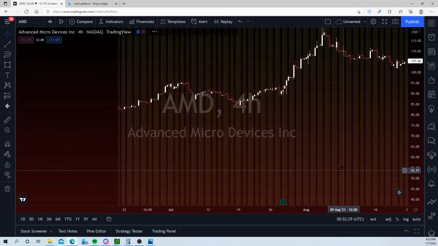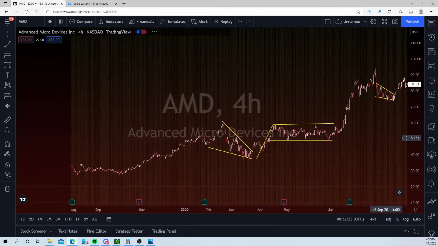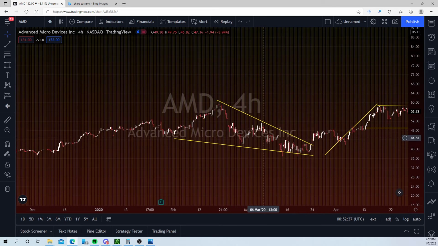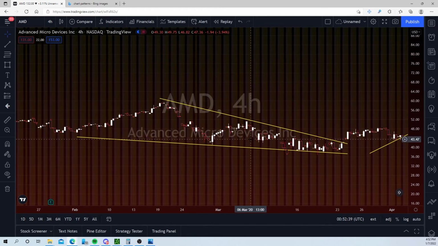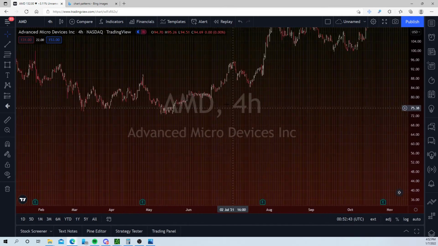Let's see. So the trick here is that there's always a pattern within a pattern. Look, we check the 4-hour. Look how it perfectly fits. It's fitting perfectly, alright? We're using this one. Okay, whatever. Let's use another one. Fine, let's find another one. More recent.